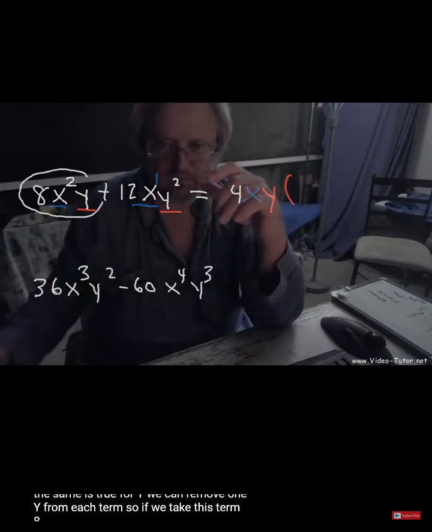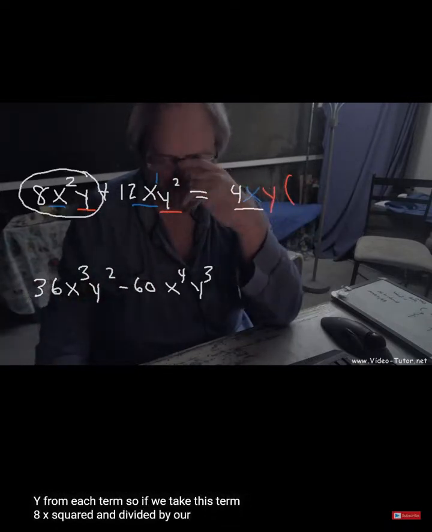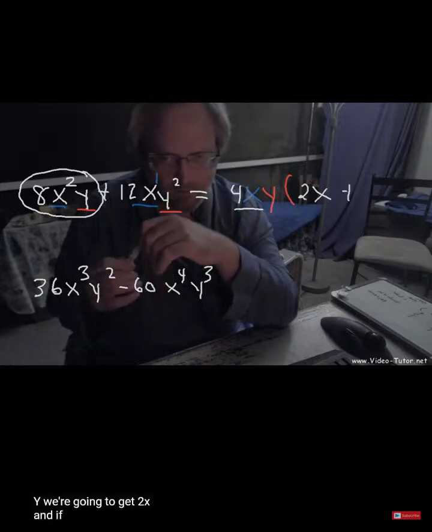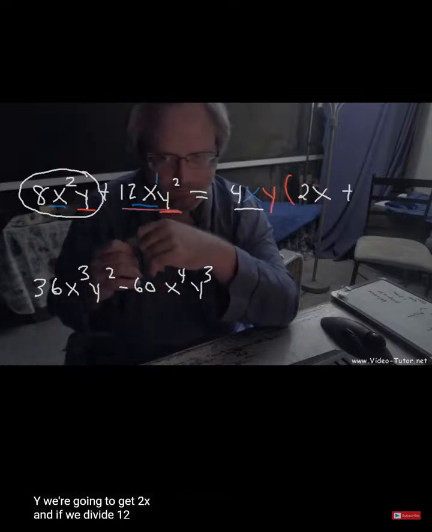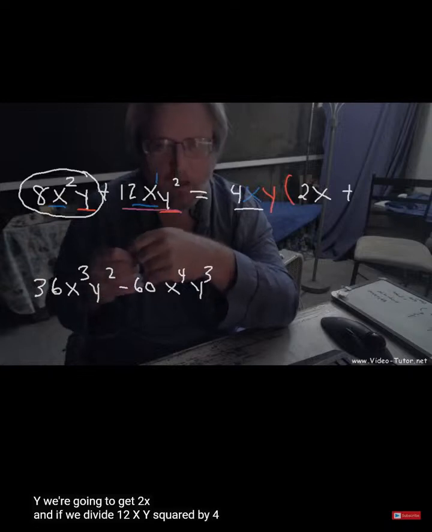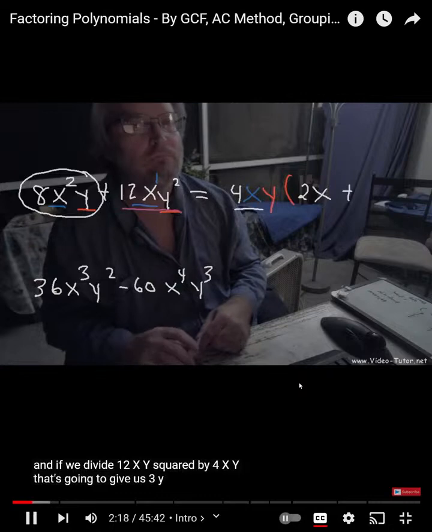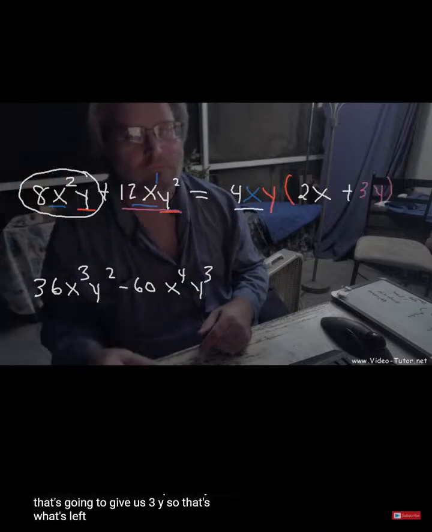So if we take this term, 8x squared, and divide it by our GCF, 4xy, we're going to get 2x. And if we divide 12xy squared by 4xy, that's going to give us 3y. So that's what's left over.